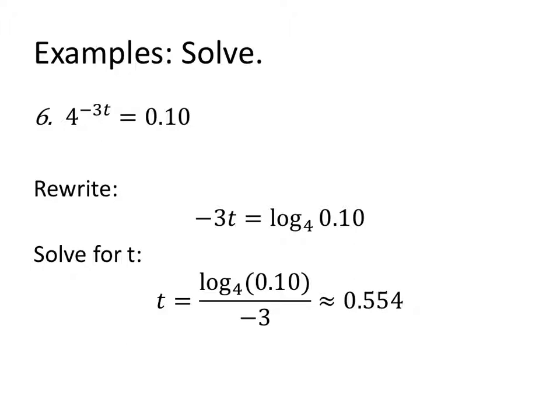If 4 to the negative 3t equals a tenth, variable in the exponent, I'm going to rewrite. Negative 3t equals log base 4 of a tenth. But I want to get t by itself, so I'm going to divide both sides by negative 3.